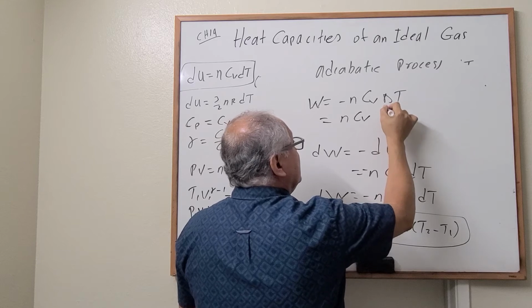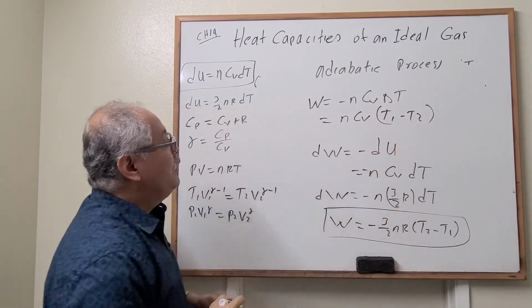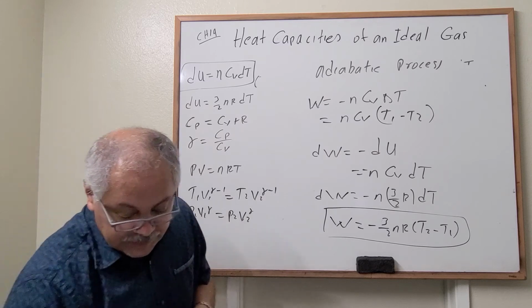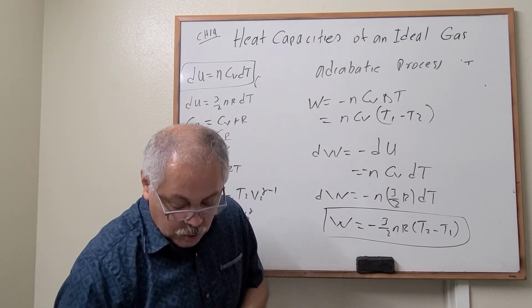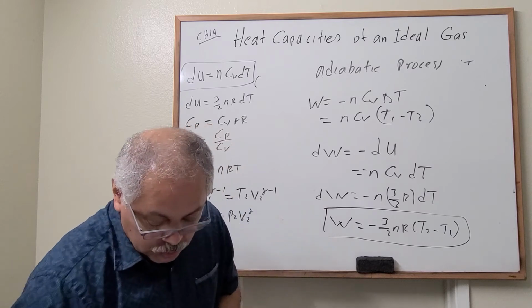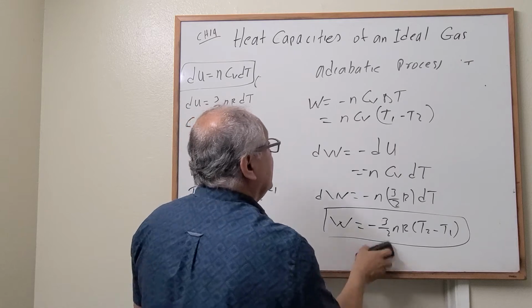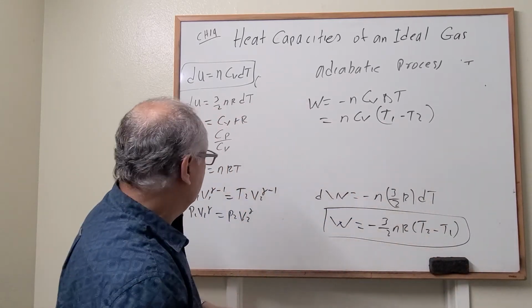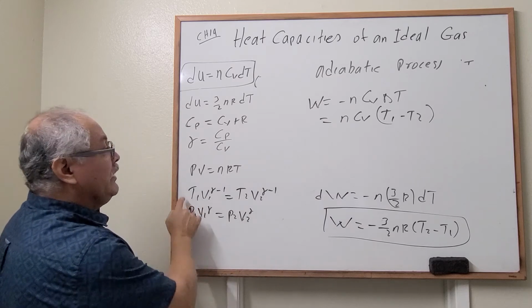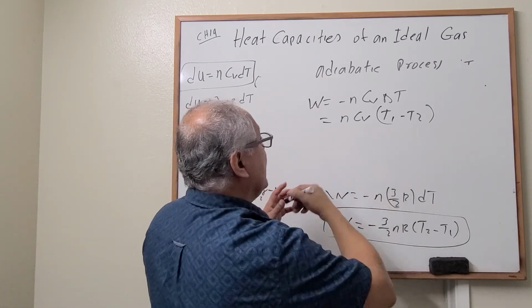Let's say T1 minus T2, correct? Perfect. Now, in this case, we can use pressure and volume, correct? Because I want to use these quantities right here. Okay, let's do it.